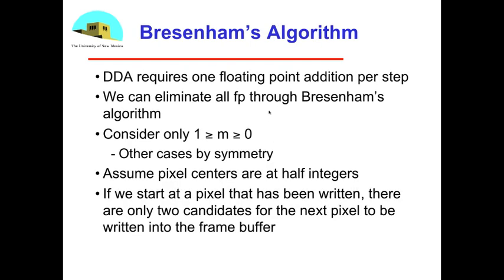So let's look at Bresenham's algorithm. The problem I'm trying to get around here is that the DDA algorithm required a floating point addition for each step.